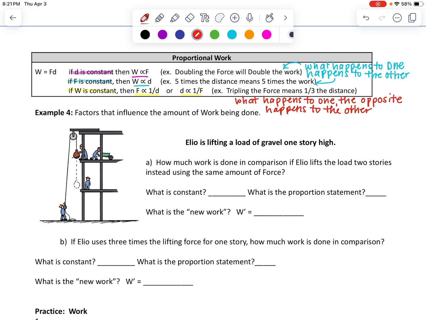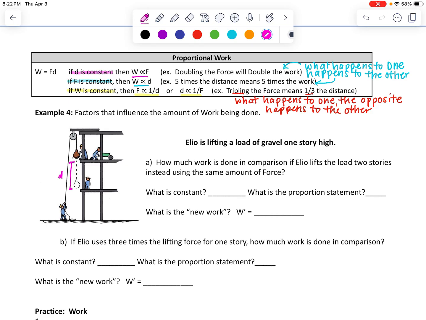And you'll see tripling the force means 1/3 the distance. That's opposite. All right? So let's see. Elio is lifting a load of gravel 1 story high. That's this distance here. This 1 story is my distance.